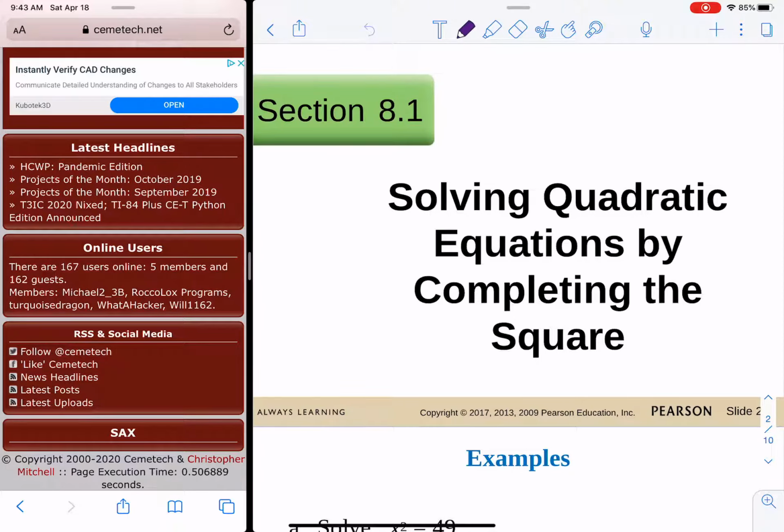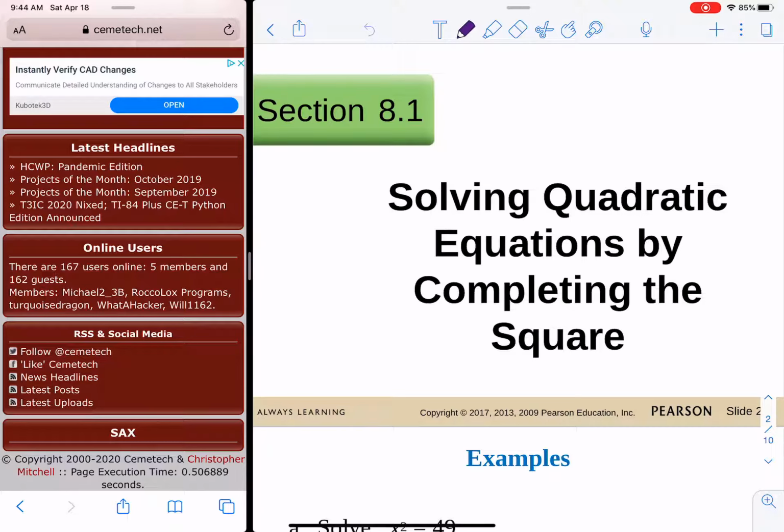So this lecture is on solving quadratic equations by completing the square. But before we get into completing the square, there is a simple property called the square root property, which forms the basis for completing the square.